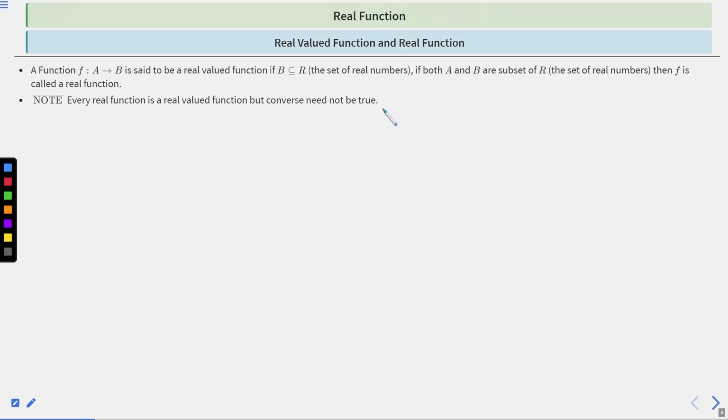First is real valued function and real function. A function f which is defined from set A to set B is said to be a real valued function if B is a subset of R, the set of real numbers. If both A and B are subsets of R, the set of real numbers, then f is called a real function. Here you can note that every real function is a real valued function, but the converse need not be true. Every real function is a real valued function, but every real valued function is not a real function. We have to take care of this.